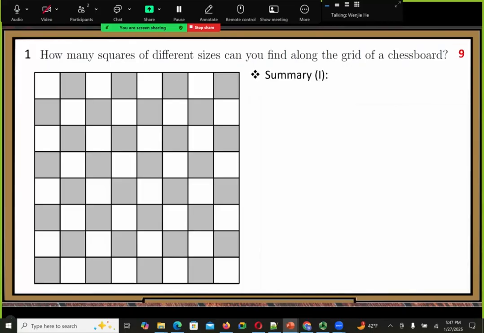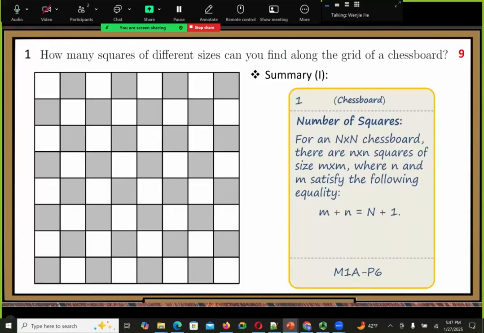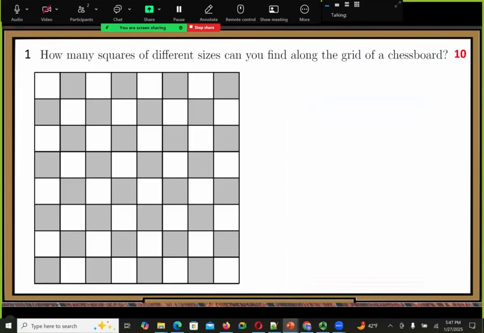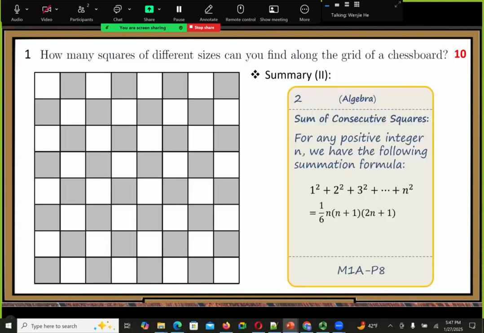Here I do the summary. The first one, that invariance property. The second one, this summation formula.